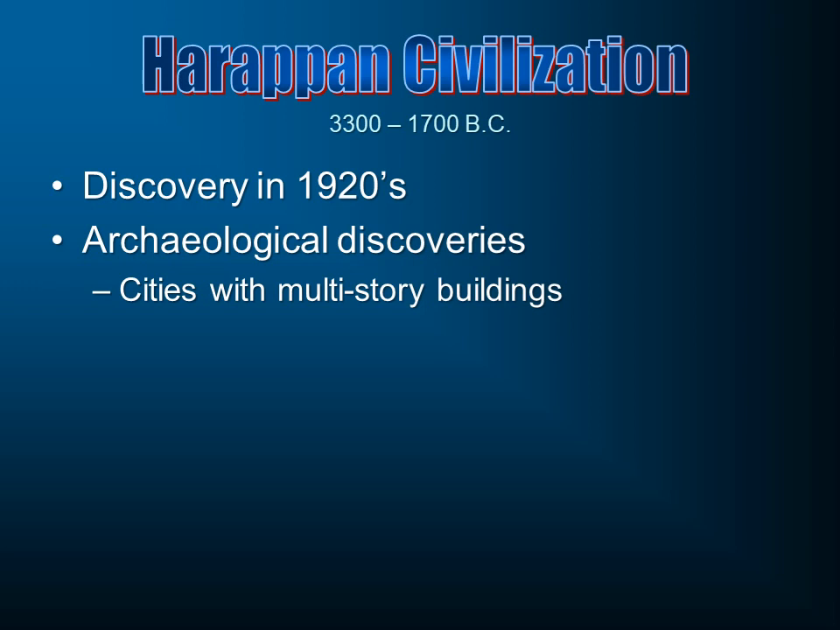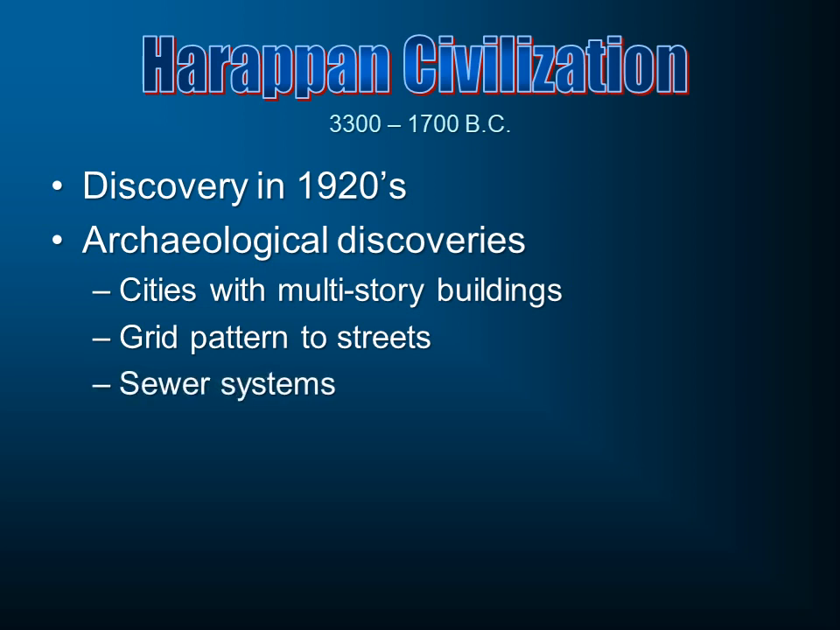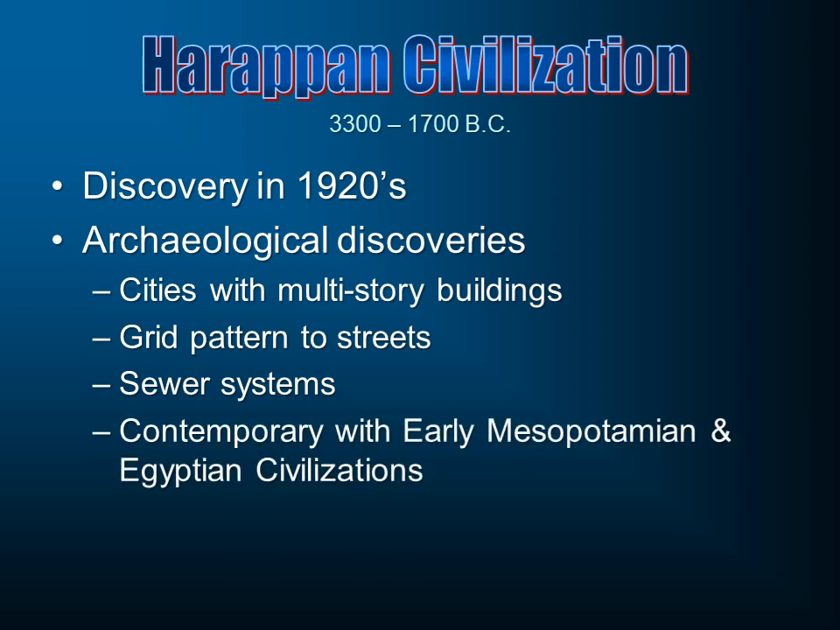They found cities with multi-story buildings in place. There were grid patterns to the streets where the streets were set at right angles. We do that in a modern city. Ancient cities didn't often have that sort of thing. You had sewer systems that were built with piping underneath the buildings and underneath the streets. This was contemporary with what we've seen already in early Mesopotamia and Egypt. So, as we have civilization growing and developing in Egypt with the pyramids and early Mesopotamia with the ziggurats, we have also a high degree of civilization being attained here in India along the Indus River.